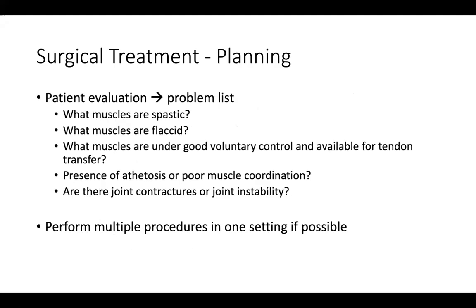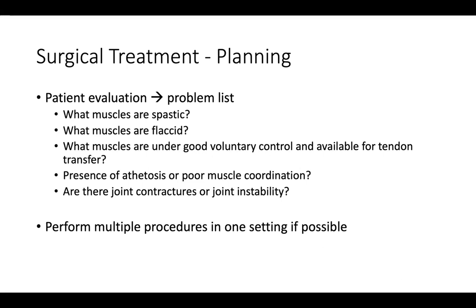And the treatment plan, or the surgical treatment plan, starts again with a thorough evaluation and then coming up with a problem list of the things that we're trying to treat. So looking at what muscles are spastic and may need to be released or lengthened, what muscles are flaccid or have poor motor control and may need to be augmented with tendon transfers, what muscles are under good voluntary control and available for those transfers.